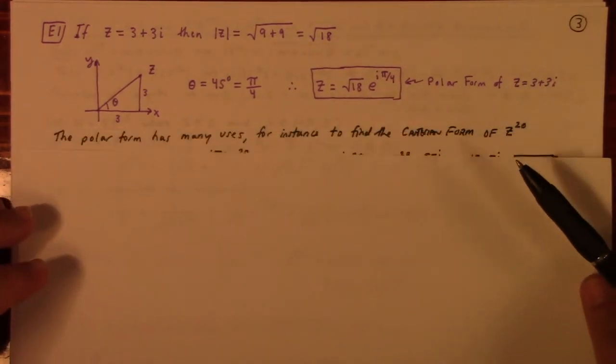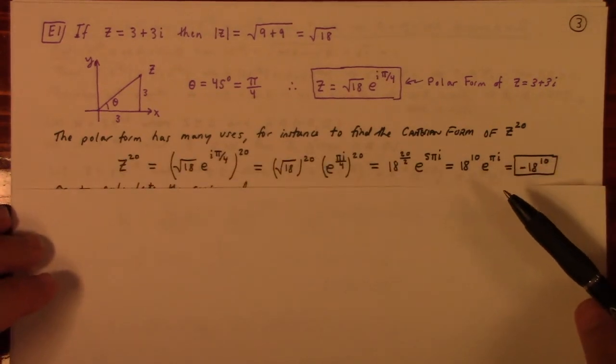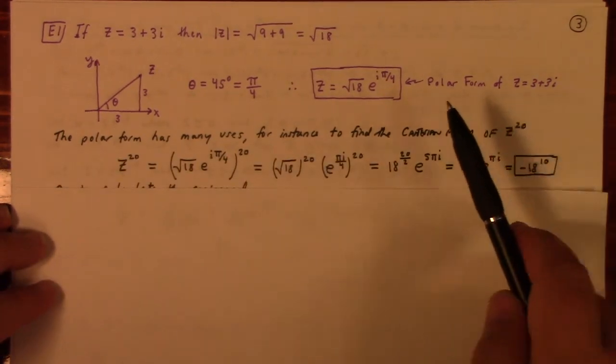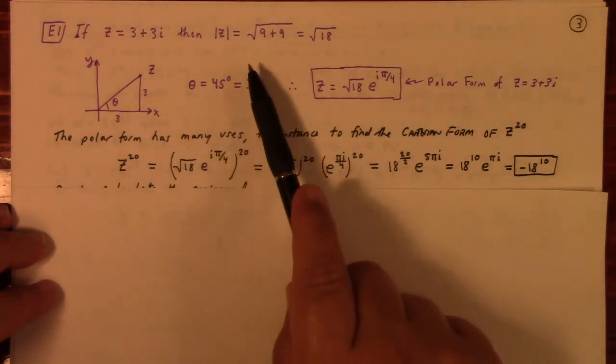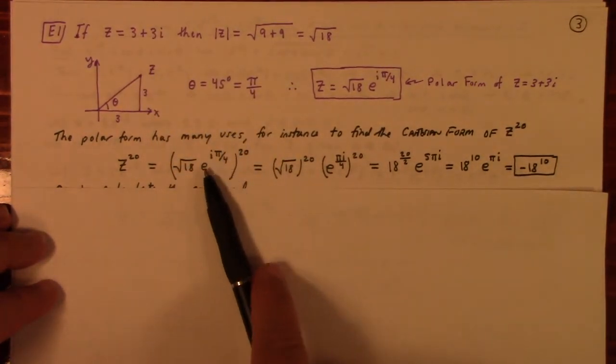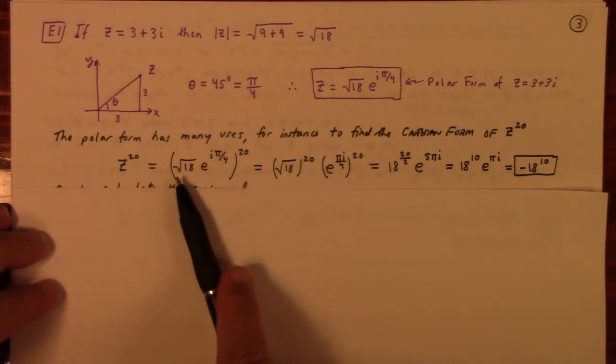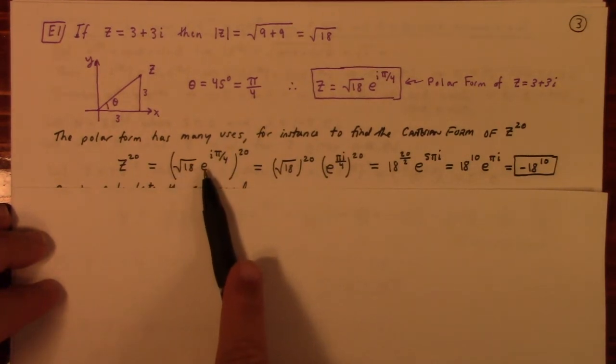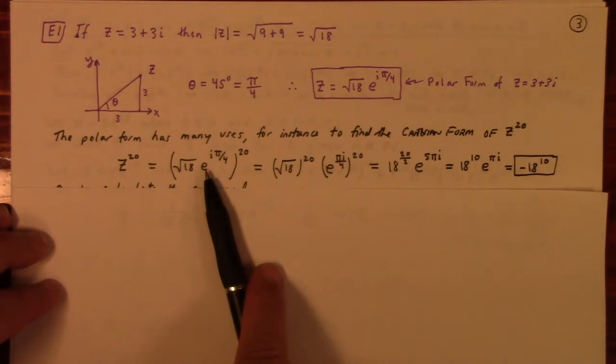Now, who cares? Well, here's why. One reason you might care: if you're going to raise it to the 20th power, raising 3 plus 3i to the 20th power, I mean, we could do it. We could use the binomial theorem on that thing. We could write Pascal's triangle out to 20 rows, and we could work our way through it.